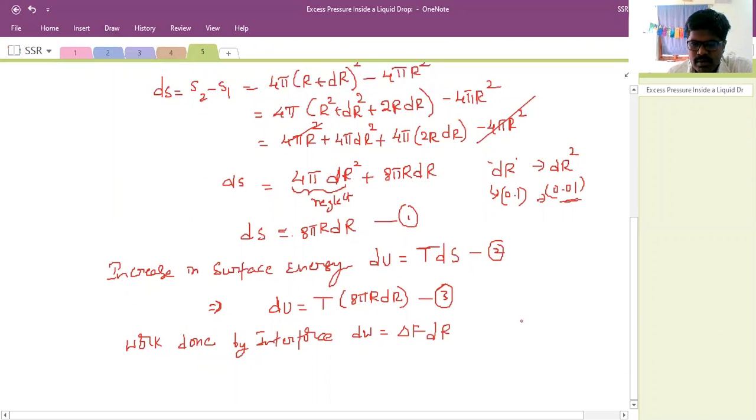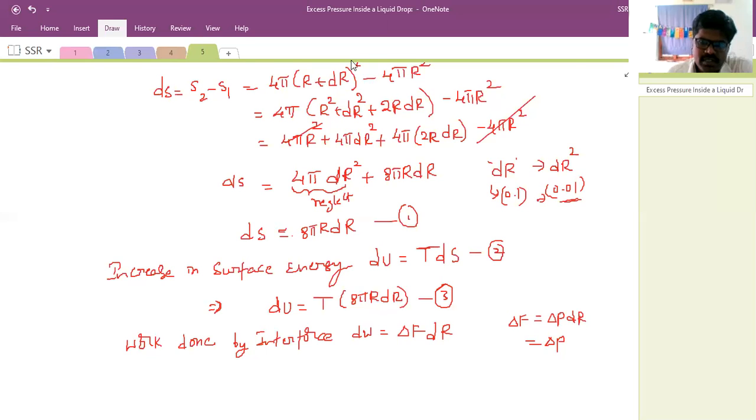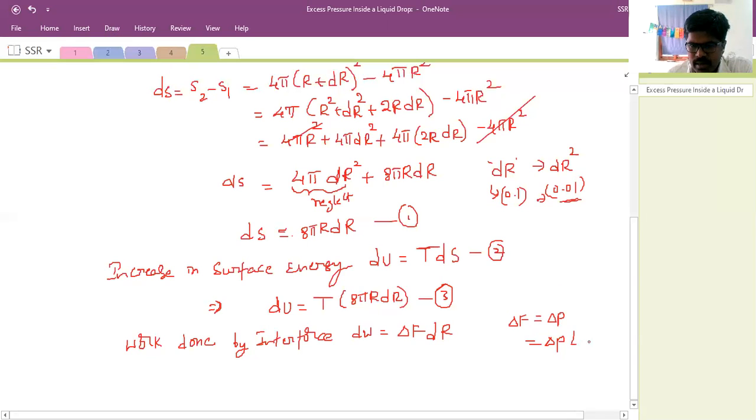The delta F is delta P, the excess pressure, into S. F means pressure into area. What is the surface area at that time initially? 4 pi r square. So delta F is equal to delta P into 4 pi r square. Therefore dW is equal to delta P into 4 pi r square dr. This is the work done by the excess internal force.